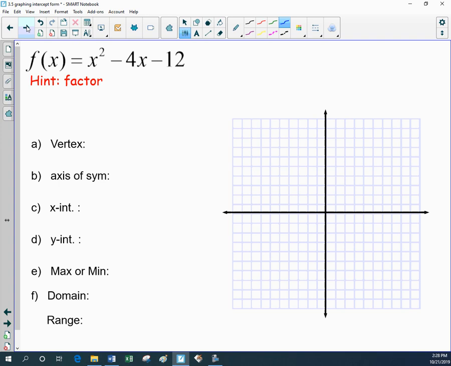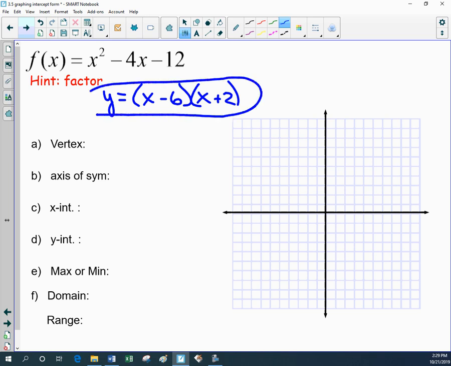Okay, in this problem right here, it's given to us in standard form. If we want to rewrite this in intercept form, we would factor it. So if I factor this, it would then be x and x. It would be minus 6 and positive 2. Okay, so we started in standard form, we factored it. It's now in intercept form. So our intercepts would be at positive 6, so 1, 2, 3, 4, 5, 6, and negative 2.